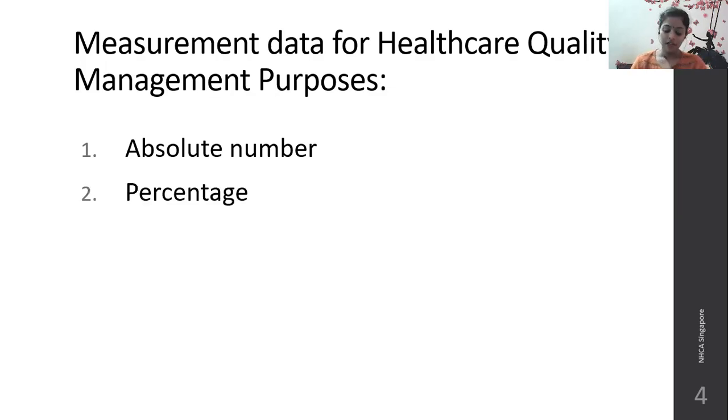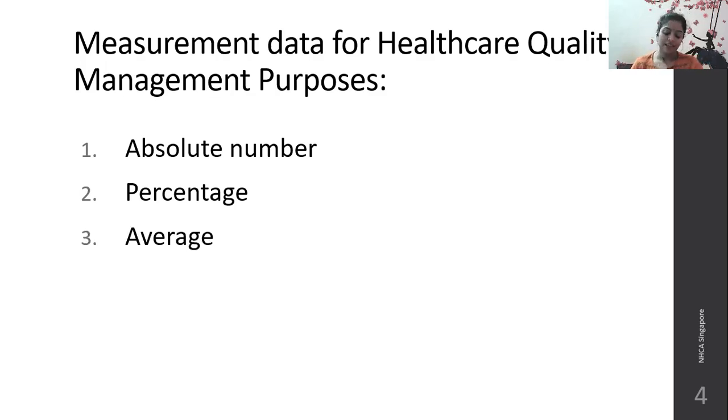Next is percentage. Any absolute number expressed in a percentage form is giving much more information. It communicates the measure's prevalence in the population, that is percentage. For example, 10% of all the inpatient admissions are concerned with healthcare associated infection. So giving information in a percentage form communicates the gravity of the situation.